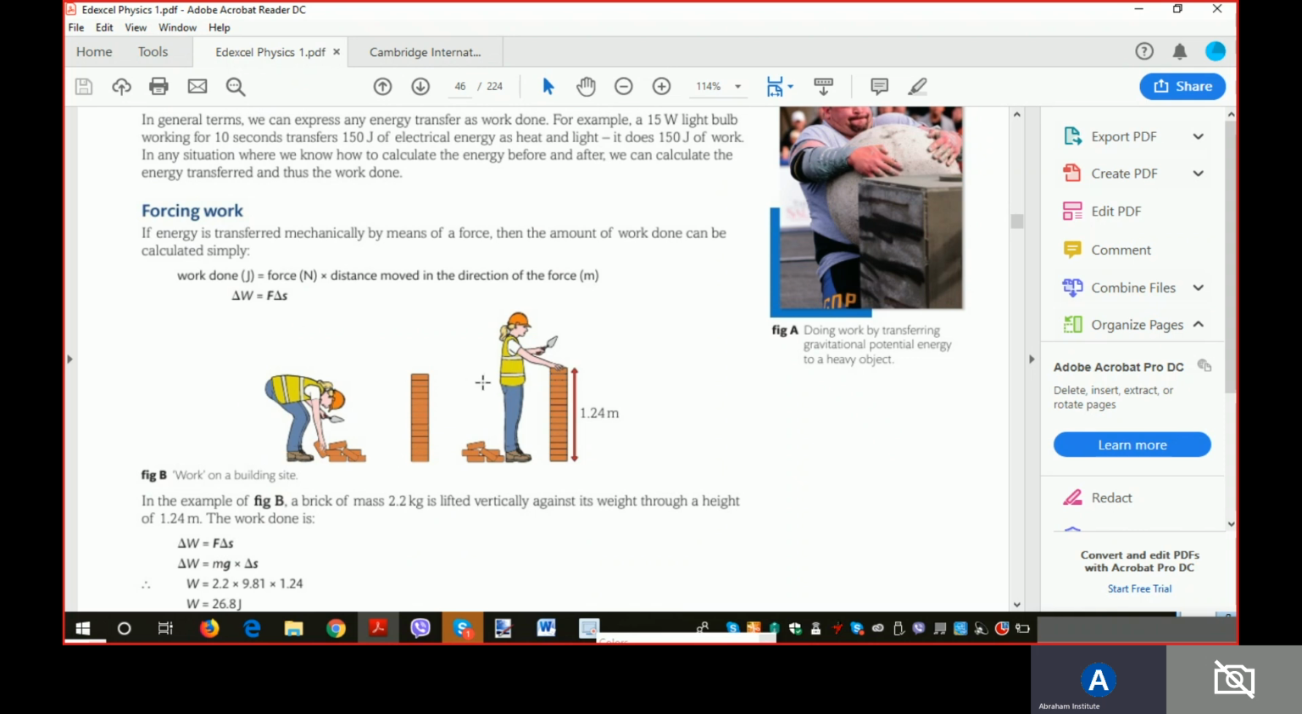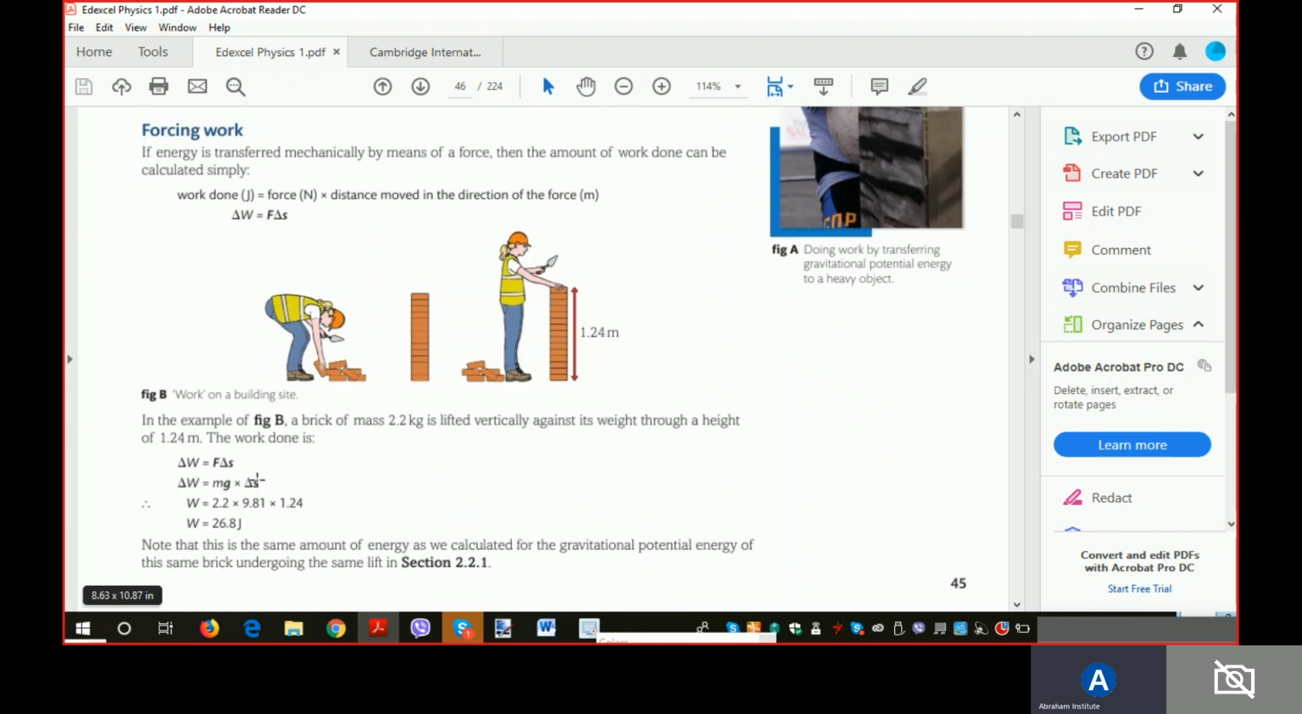So what happens is she lifts this up 1.24 meters. The weight of the object that she lifts is the force, because she has to apply the same amount of force to lift it up, and she moves this a distance of 1.24 meters. You can see here the mass of one brick is 2.2, and we first get the weight because the force is the weight. The same force she has to apply the other way, equal in magnitude to the weight. And then the distance moved in the direction of that force is 1.24.